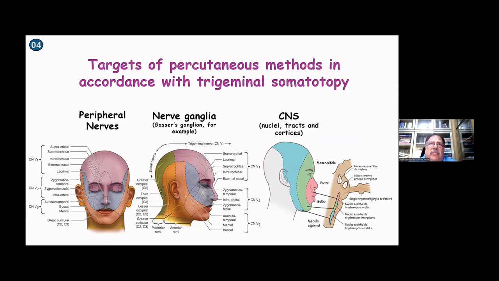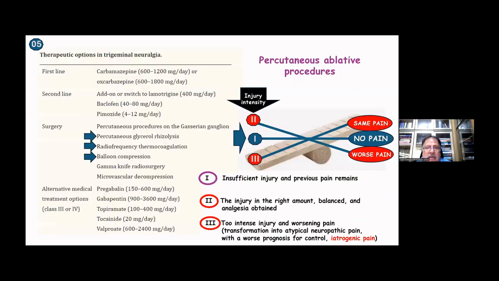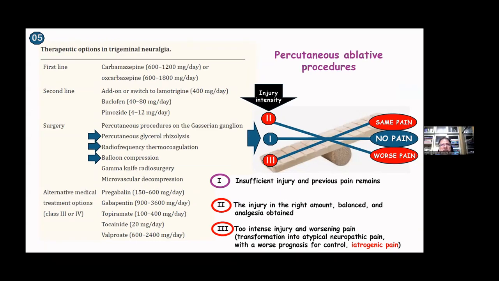According to the painful complaint and the pain territory, trigeminal somatotopy allows choosing therapeutic targets in peripheral nerves, ganglia, or structures of the central nervous system. Relief procedures in which we preserve the system are called non-ablative. When we purposely damage the peripheral or central nervous system, we are performing an ablative procedure.